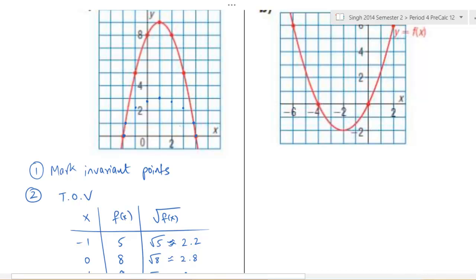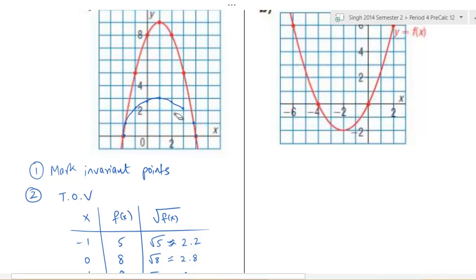And now I can complete the graph. Whenever I'm between 0 and 1, my new graph is going to be above that. As soon as I cross over, it's going to be below that. Connect the dots. Keep connecting the dots.